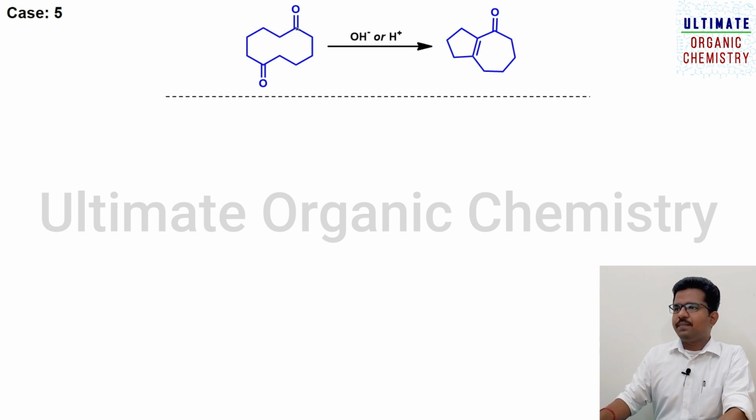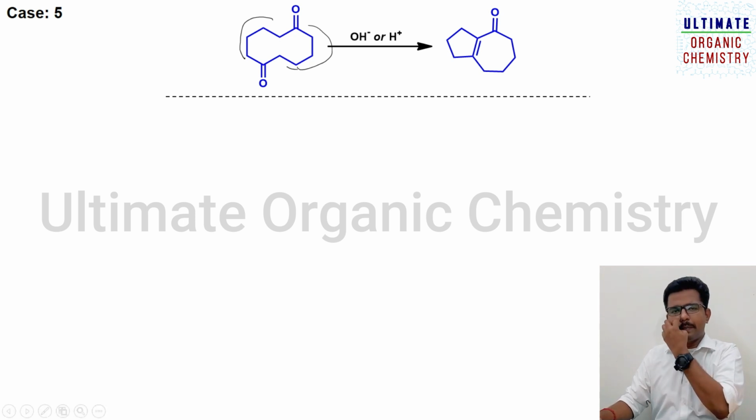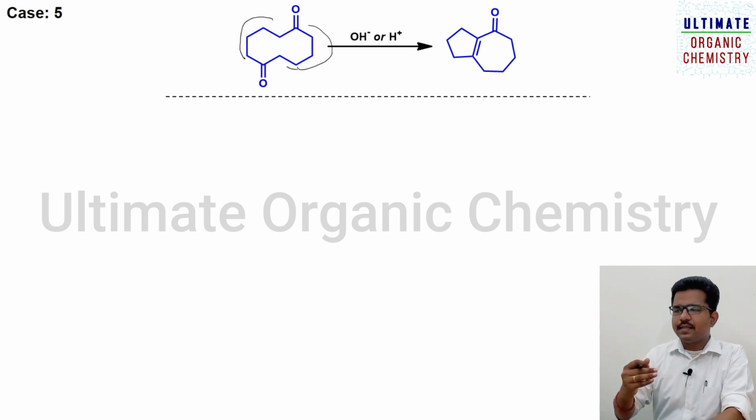For example, if you check the number of carbons between these two centers, so 1, 2, 3, 4. If you check this side, you have 1, 2, 3, 4. So both sides you have 4 carbons, that means it is a symmetrical system, right? So let me focus only on this carbonyl compound. You have one alpha hydrogen here, another alpha hydrogen here, right?